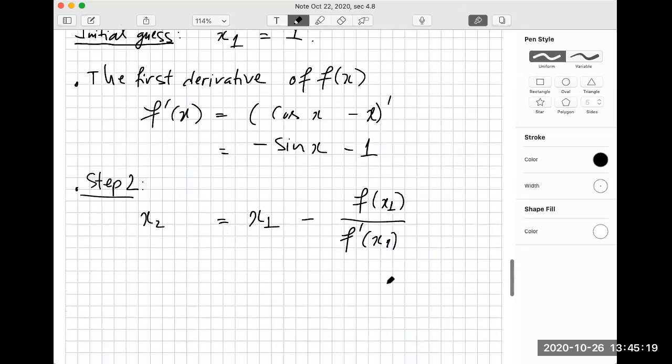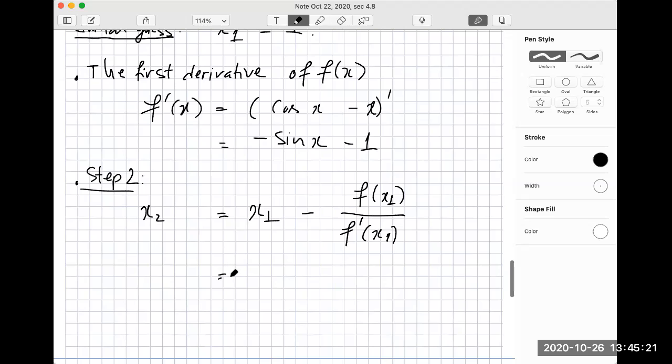So x1, what is x1 here? Very good. Minus f of x1, which will be cosine of 1 minus 1 here, very good, divided by, very good, thank you, Matthew.